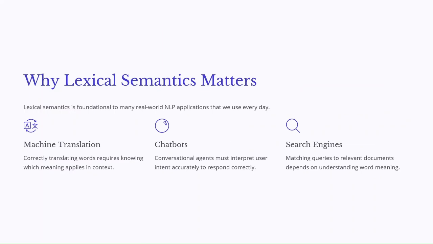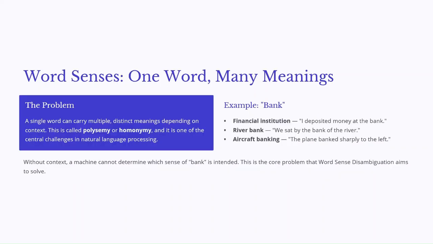So why does this matter? Because it is a foundational concept for NLP. In machine translation, correctly translating words requires knowing which meaning applies in context. Chatbots and conversational agents must interpret user intent accurately to respond correctly. Matching queries to relevant documents depends on understanding word meaning. So in search engines also it is very much used.